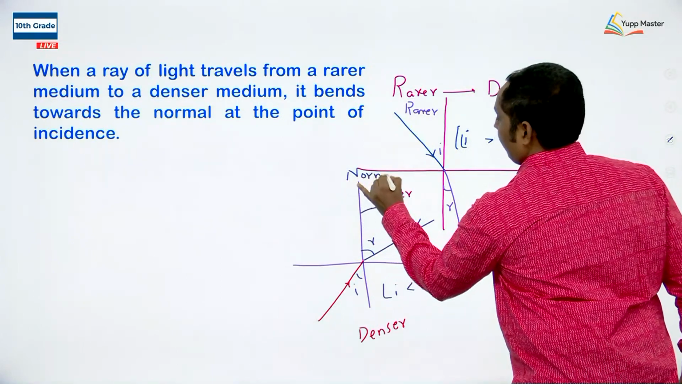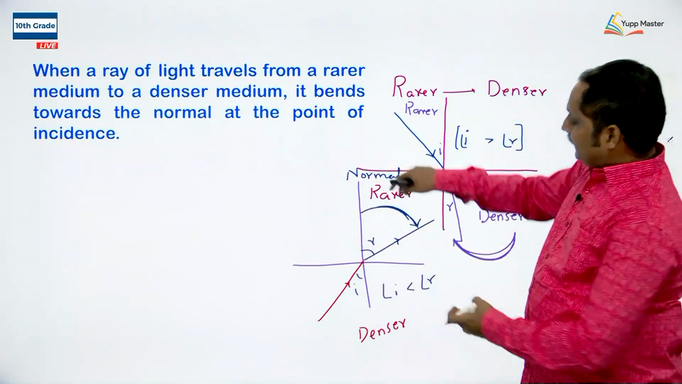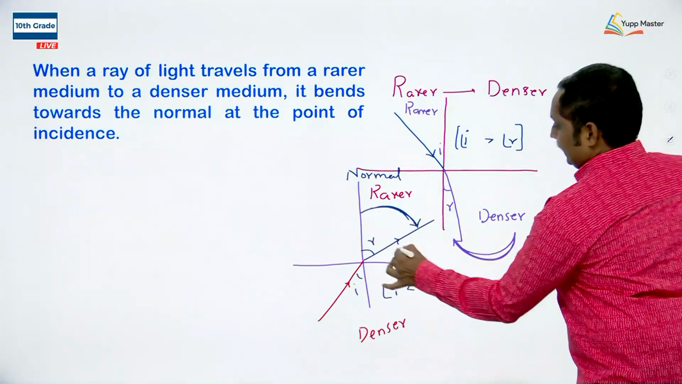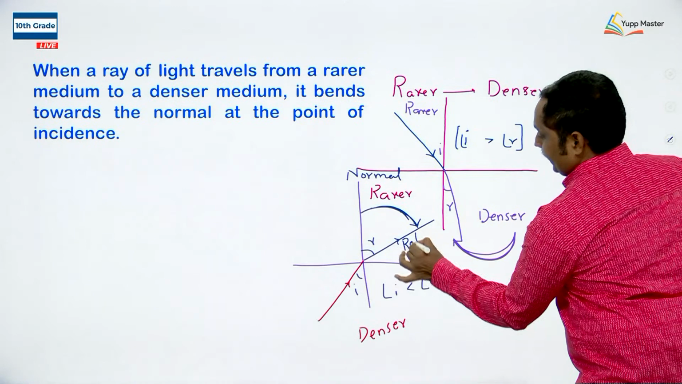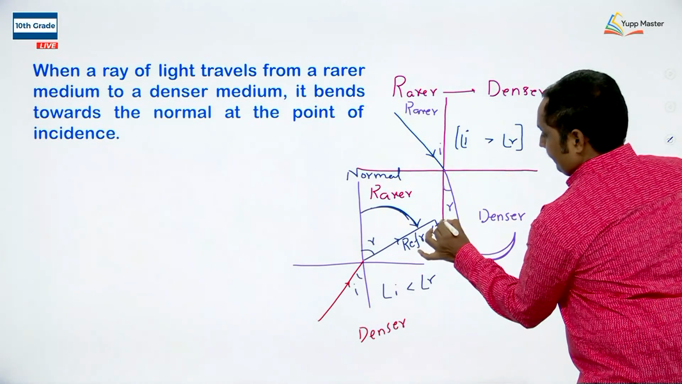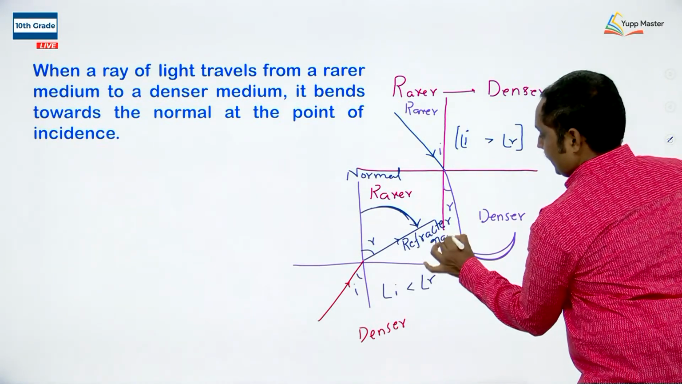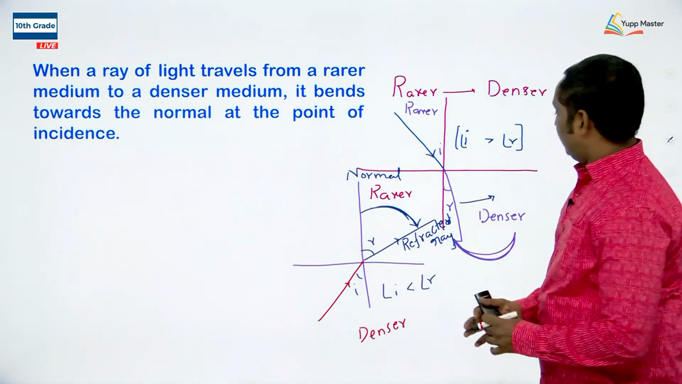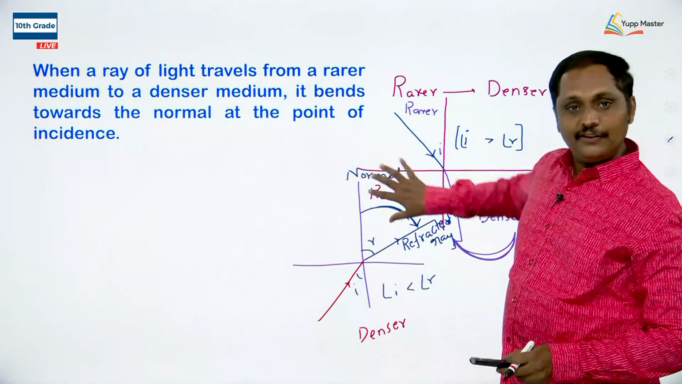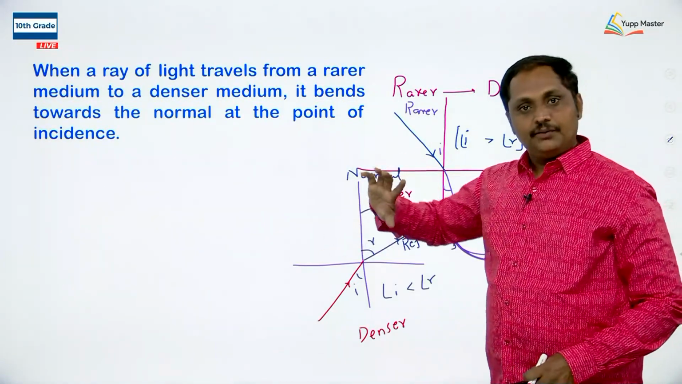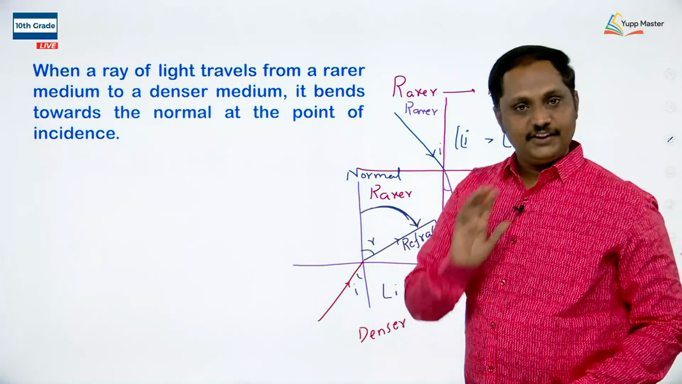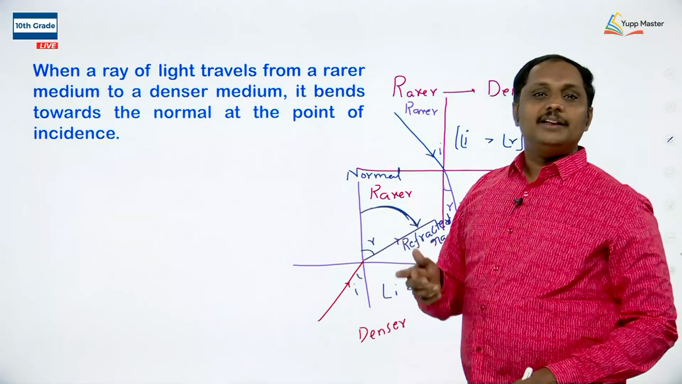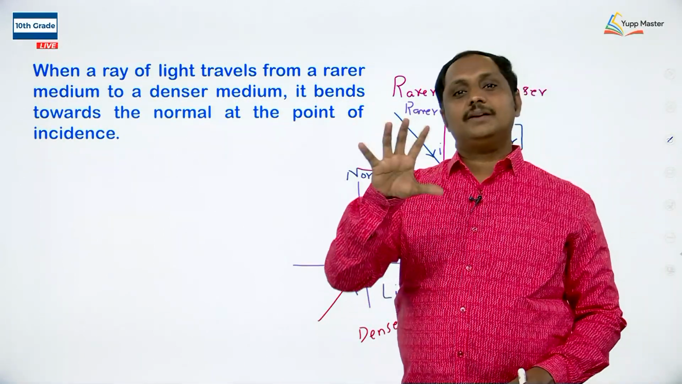This is the normal. With respect to this normal, the ray is moving away from the normal. This is the refracted ray, this is also a refracted ray. In the first case, it is towards the normal; in the second case, away from the normal. This is due to the variation of densities. If you take different materials, they do not have the same densities.